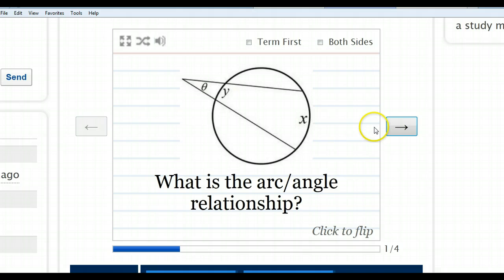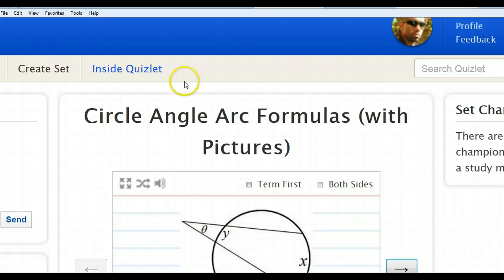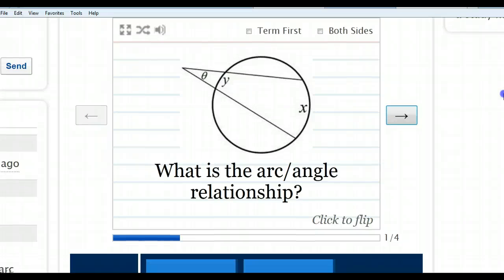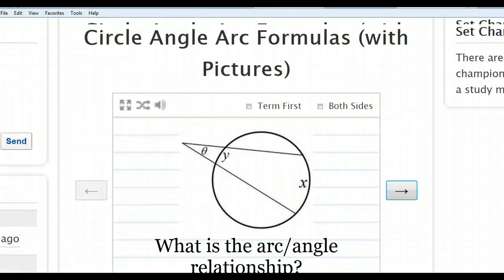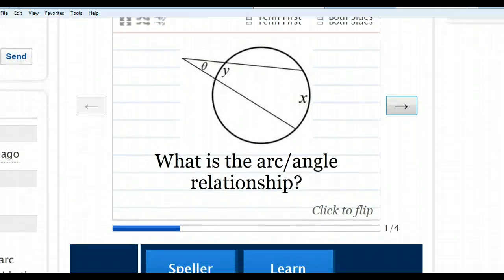I have created some flashcards to help you. If you go to Quizlet.com and search for Mr. Helpful, you will get a list of all of the flashcards that I have made for my classes, and this is one of them, circle, angle, arc formulas with pictures.